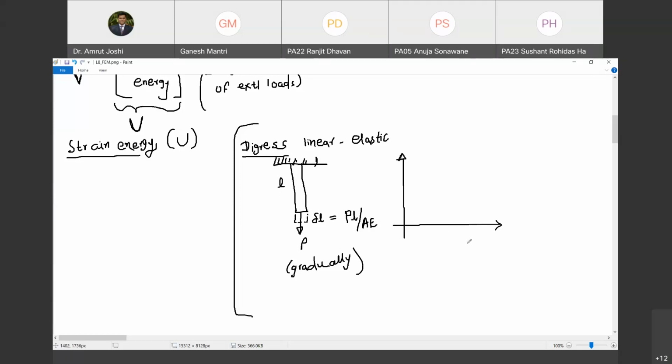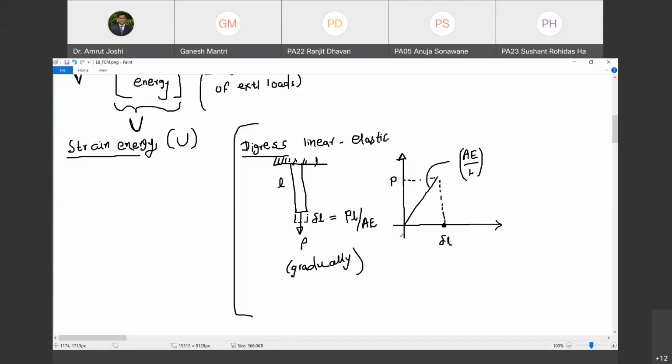कैसे अप्लाई किया है? 0 to P तक ग्रेजुअली इंक्रीज किया है. Happy? Yes, sir. Can I draw the force versus deformation curve of this bar under this gradually applied P? It is going to be a line because we are in linear elastic zone. Do you agree with me? Yes, sir. Its slope will tell you the axial stiffness, which will be equal to AE by L. AE by L is going to be the slope of this line. This is force P, and this is deformation delta L.